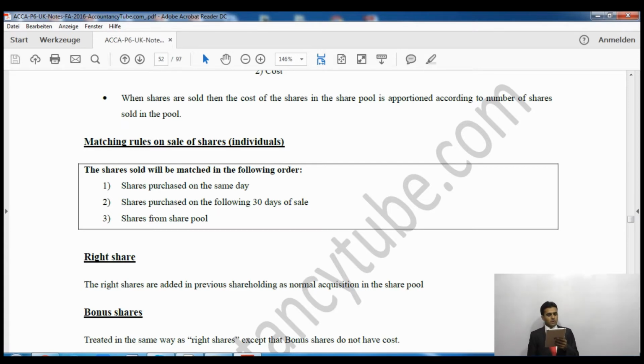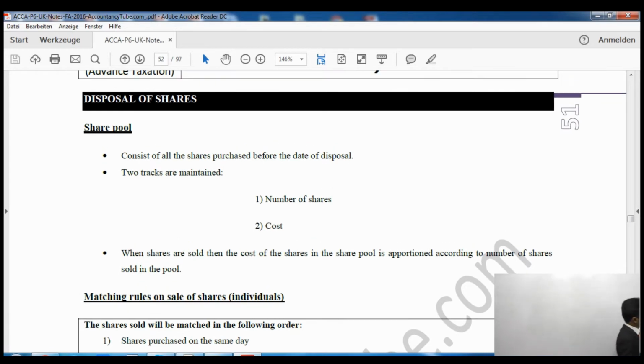So now just look on top of the page where it says share pool. Now we'll read the share pool. It says it consists of all the shares purchased before the date of disposal. So it will consist of all of the shares purchased before the date of disposal, excluding the same day and the following 30-day one.